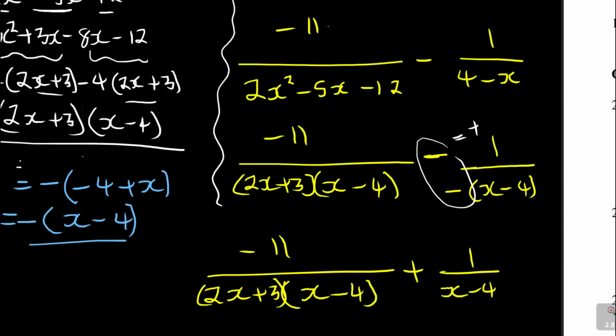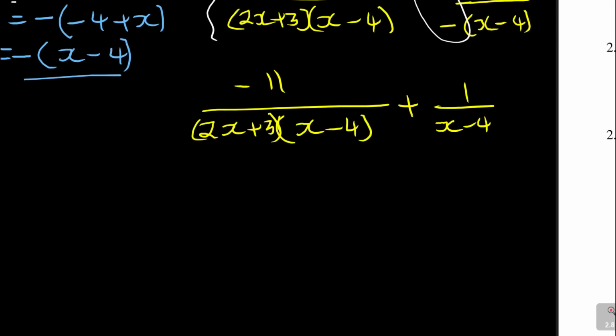You see, they are intentional in the way they give these questions. They don't just give them randomly. x minus 4, x minus 4. So what's the common denominator here? The common denominator is what you are seeing, which is 2x plus 3. You write what is appearing, and then you've got x minus 4.